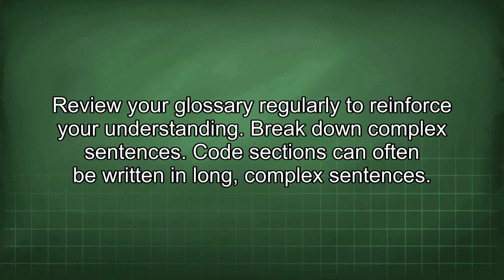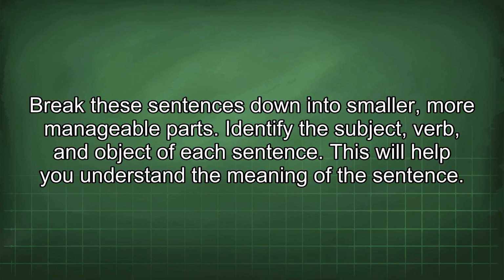Break down complex sentences. Code sections can often be written in long, complex sentences. Break these sentences down into smaller, more manageable parts. Identify the subject, verb, and object of each sentence. This will help you understand the meaning of the sentence.